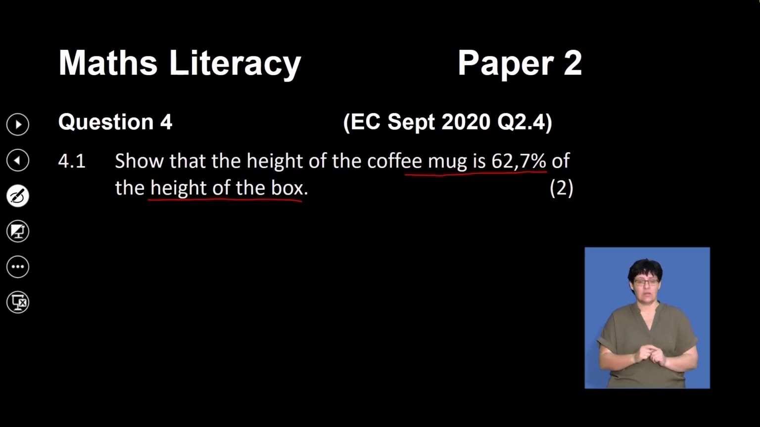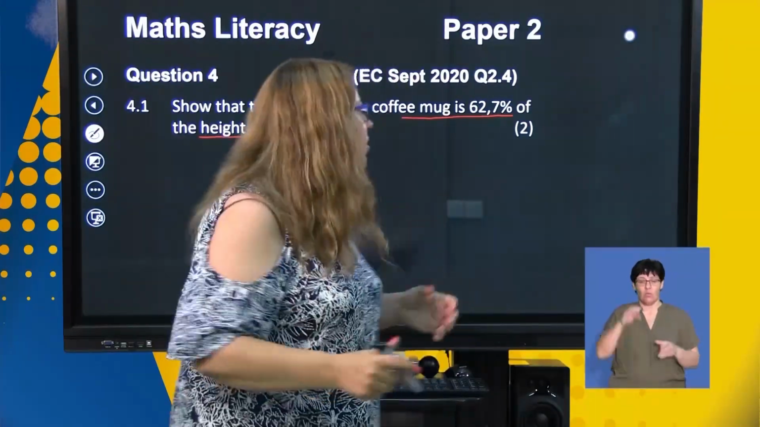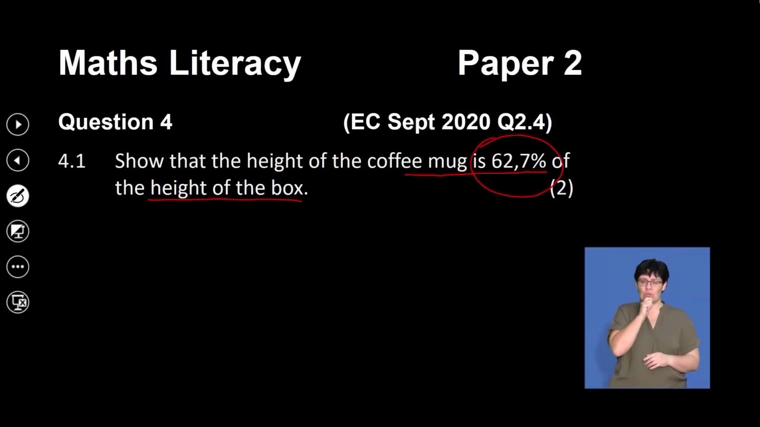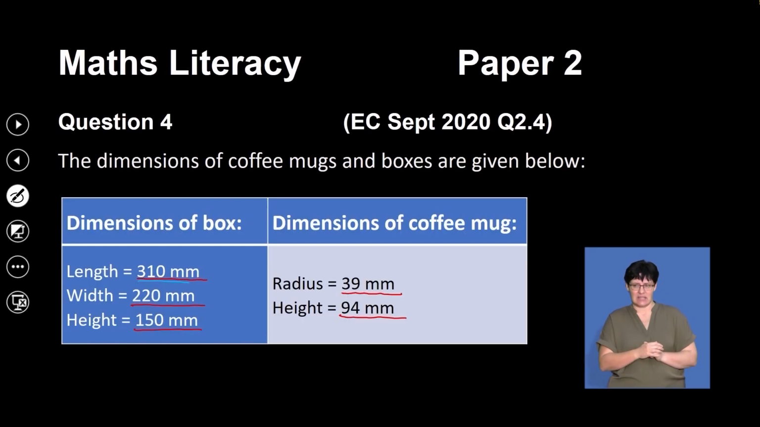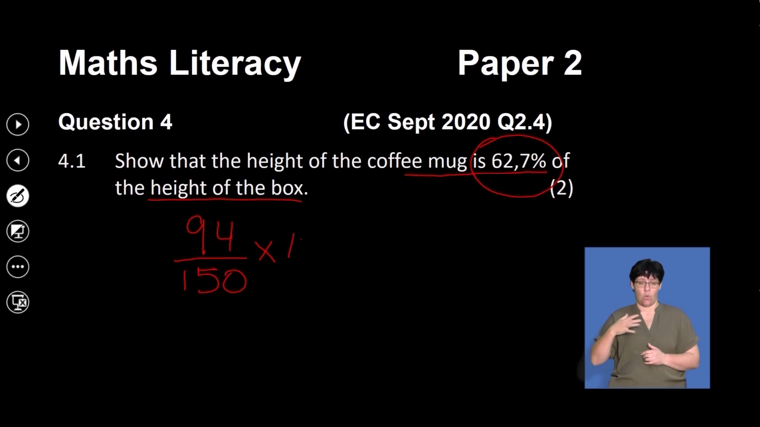Now what's important, and an important skill to remember when you're doing a calculation where it asks you to prove something, try not to use that answer within the calculation. So I don't want to use my 62.7, but I want to get an answer of 62.7. So I'm going to go back to my dimensions, and I'm going to see that the height is 150 millimeters, that's the box, and that's 94 millimeters. So I'm going to do 94 millimeters divided by 150 millimeters. I want a percentage, so I'm going to times by 100.